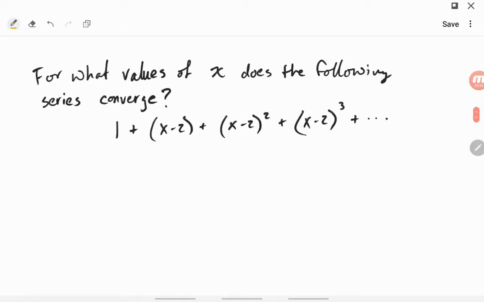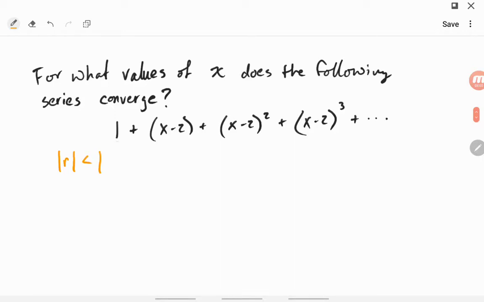Let's apply it to something a little different. For what values of x does the following series converge? Now, let's remember, for these to converge, the absolute value of my rate needs to be less than 1. The absolute value of my rate needs to be less than 1. Well, what is the rate? What is the R in this series?